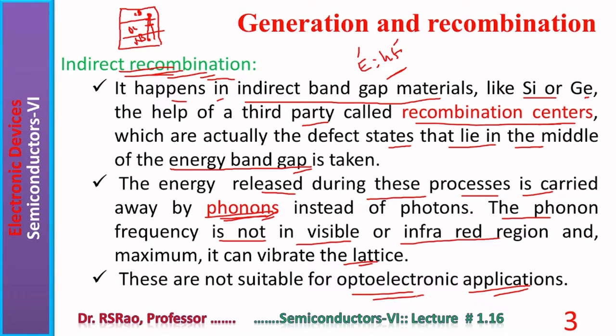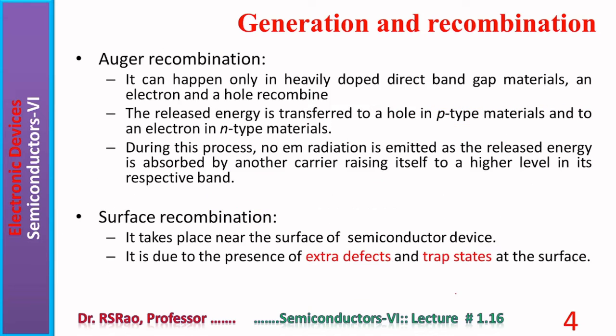Optoelectronic applications are applications which are associated with light. Light means very high frequency. But indirect recombination is associated with low frequencies. So this phenomenon cannot handle optoelectronic applications. Another type of recombination is also in existence. It is called Auger recombination.